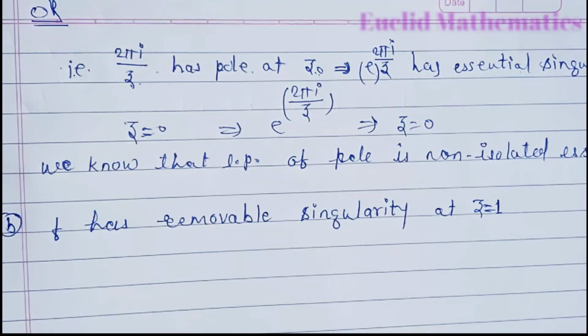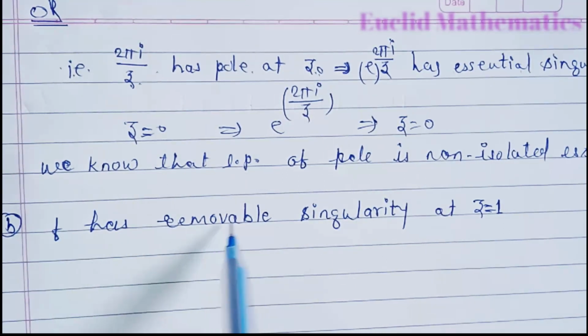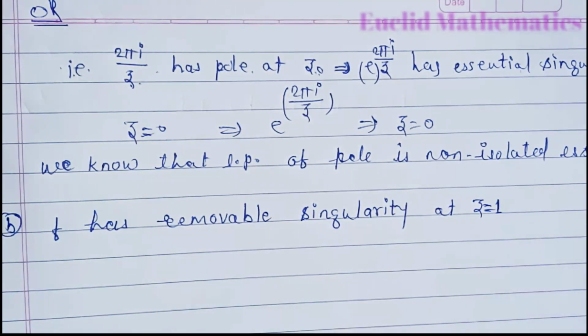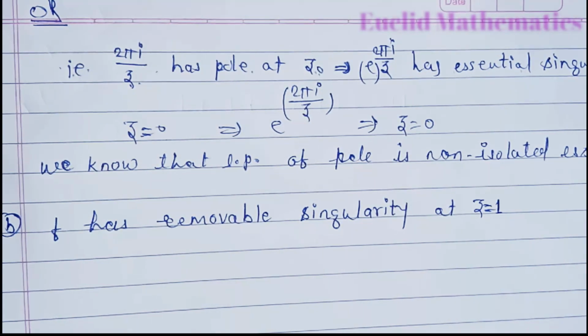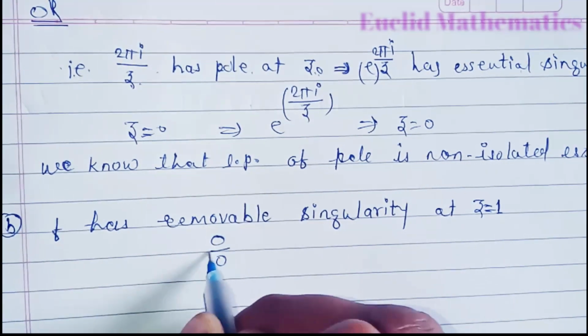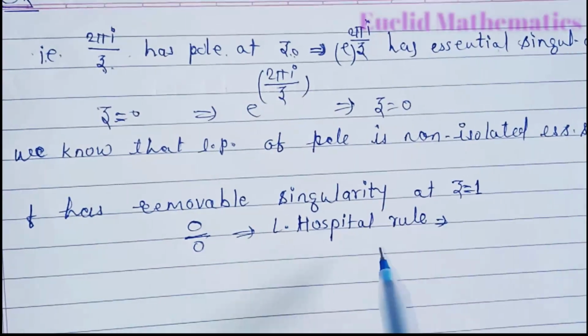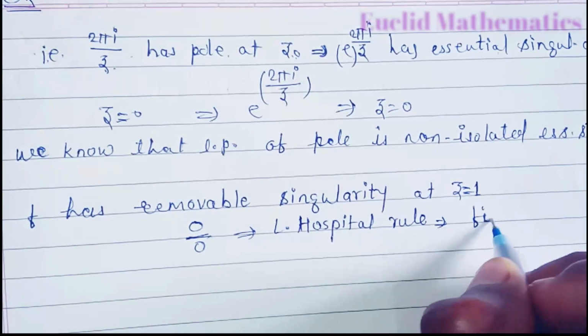Now in our second option, we have to check f has removable singularity at z equal to 1. For removable singularity, we apply one short trick here: if the function gives 0 by 0 form, then we have to apply L'Hospital rule. And after L'Hospital rule, if the function gives a finite value.